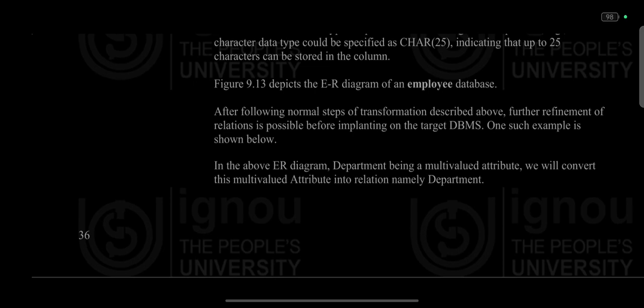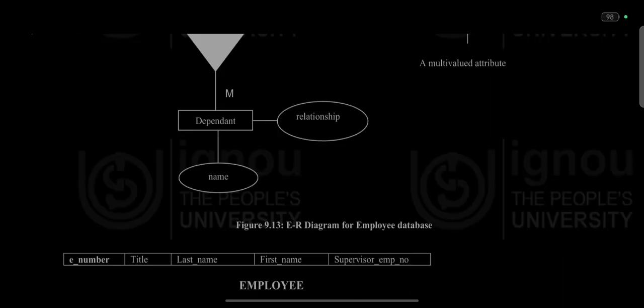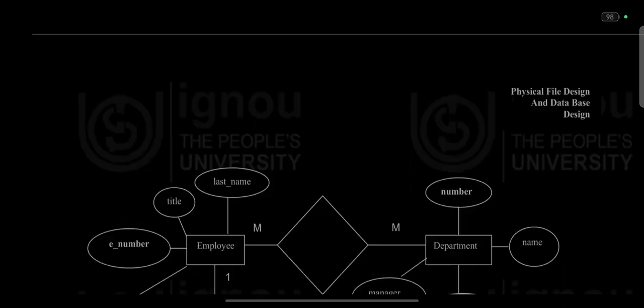After following normal steps of transformation described above, further refinement of relations is possible before implementing on the target DBMS. One such example is shown below. In the above ER diagram, department being a multi-valued attribute, we will convert this multi-valued attribute into relation, namely department. So here we can see a physical file design and database design.